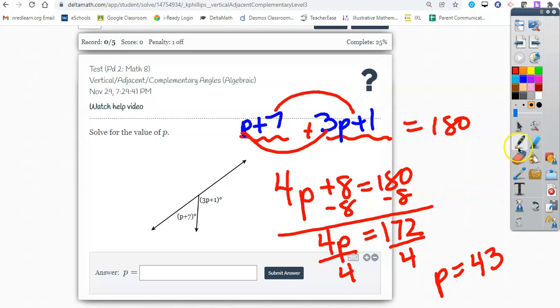Take a look at my math. See if you can follow my combining like terms. See if you can follow my additive inverse, subtracting 8 from both sides because it's the opposite of plus 8. Dividing both sides by 4 because it's the opposite of multiplying by 4. And then I get my final answer.